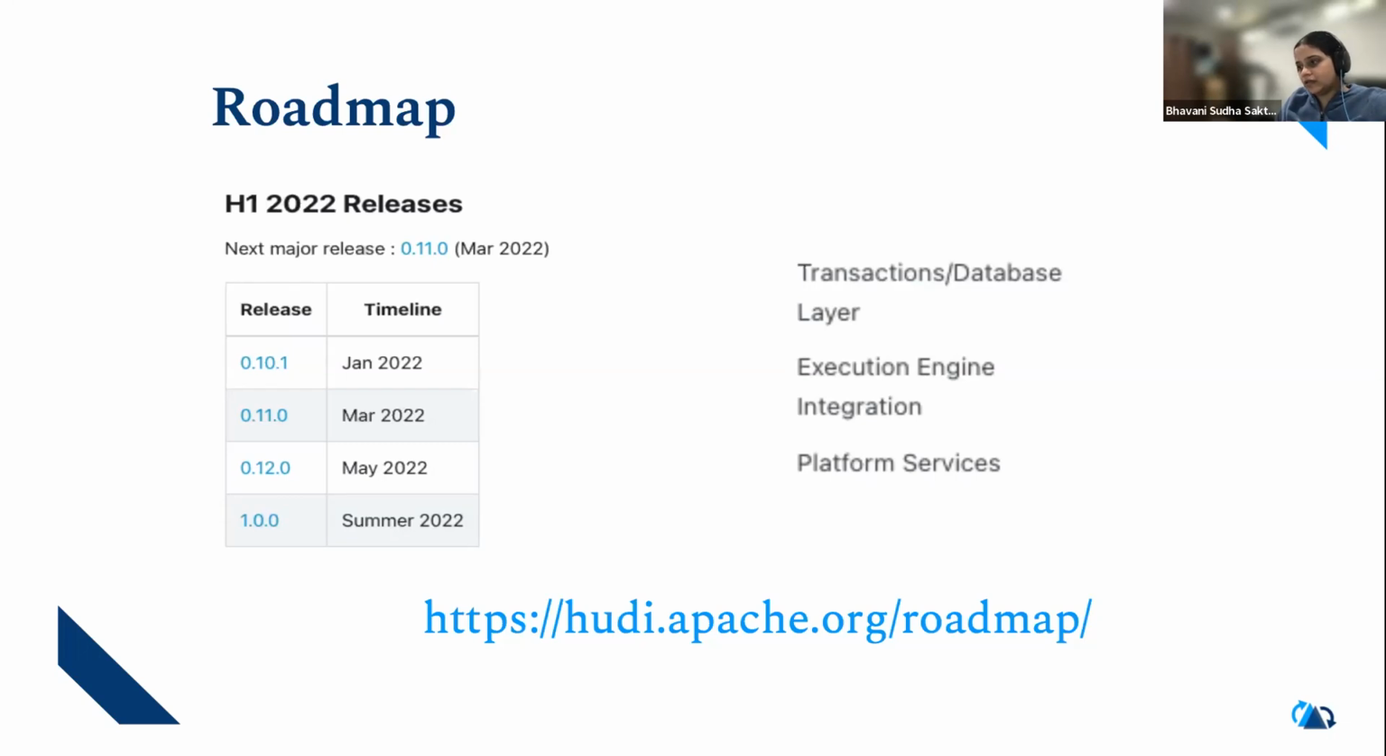When you hop onto the roadmap page, you can see that the features are categorized into three layers based on our stack: the database layer, the execution engine integration, and platform services. We had a minor release 0.10.1 in January, and we have an upcoming release 0.11 in March, and we're very excited because there are tons of new functionalities there, and we really hope Hudi users can leverage those functionalities, test them, and give useful feedback to improve them further. We also have more releases coming in May and in the summer.